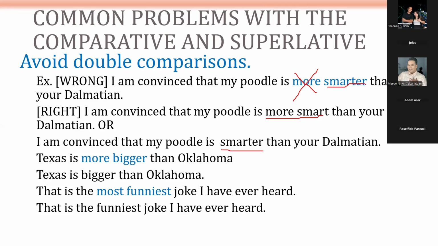Okay. Again, same example. The word bigger is already in its comparative form. The word funniest is already in its superlative form. So that's why you have to delete. The right sentence is: Texas is bigger than Oklahoma. And that is the funniest joke I have ever heard. So be careful with using double comparisons because definitely it's going to be a grammatical error.